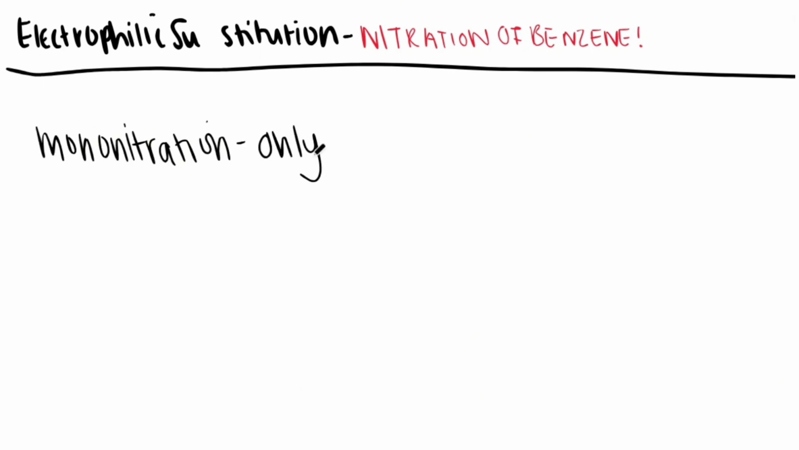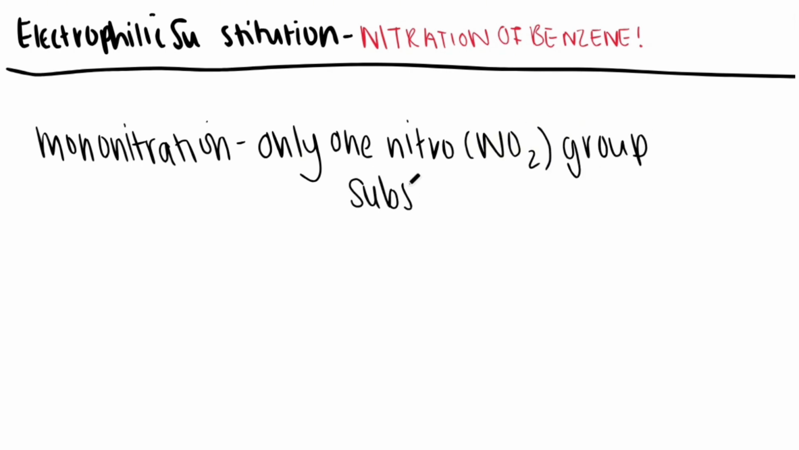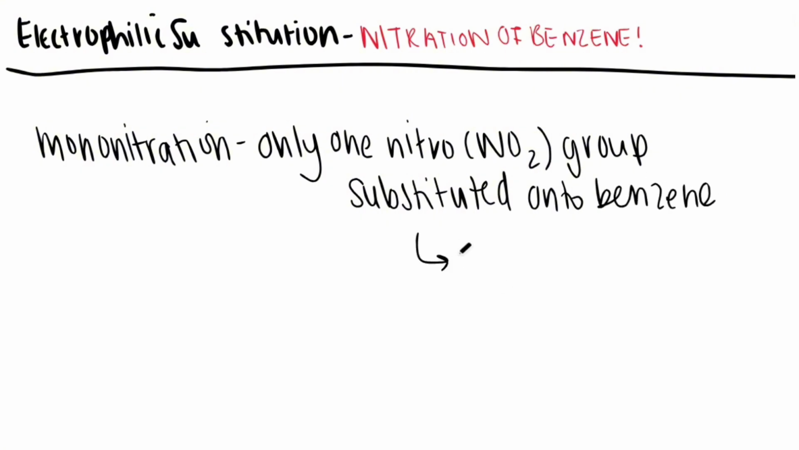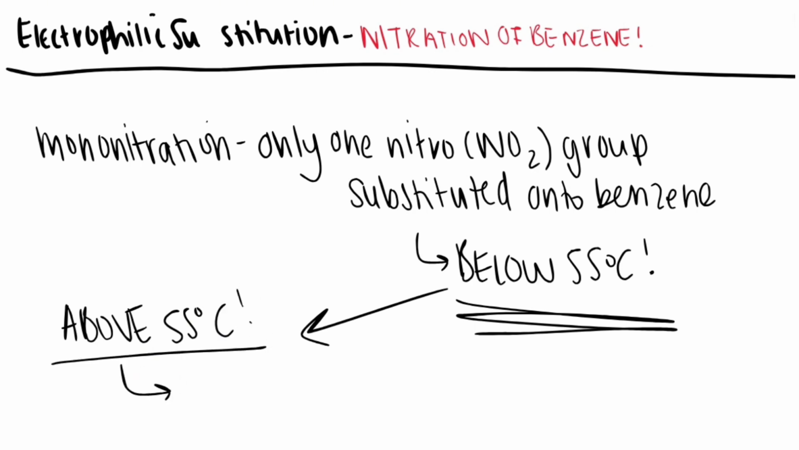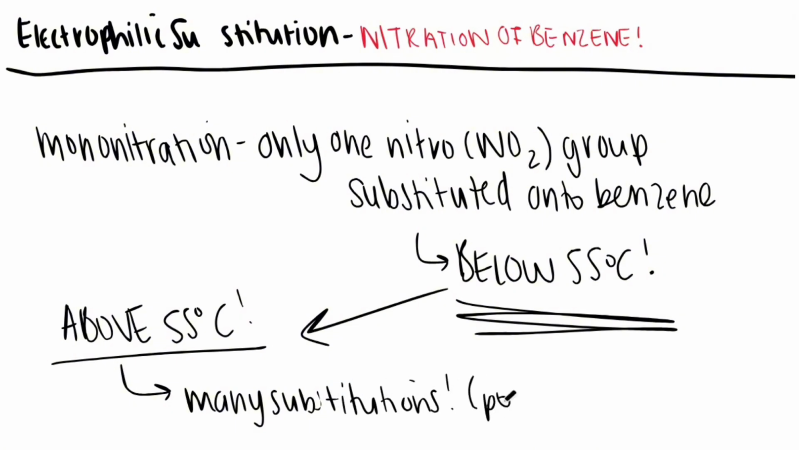Now our next thing is mononitration. Mononitration is when only one NO2 group is substituted onto the benzene molecule. For mononitration to occur, you have to keep the reaction below 55 degrees. If the reaction is above 55 degrees, then more than one nitro group will be substituted onto the benzene molecule, which we don't want if we want just one nitro group substituted onto the benzene molecule, and this is polysubstitution. So make sure it's below 55 degrees.